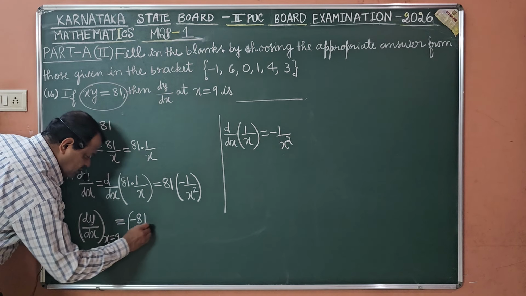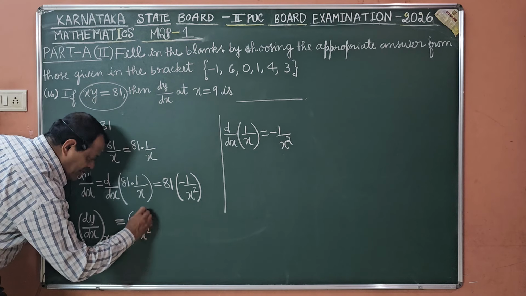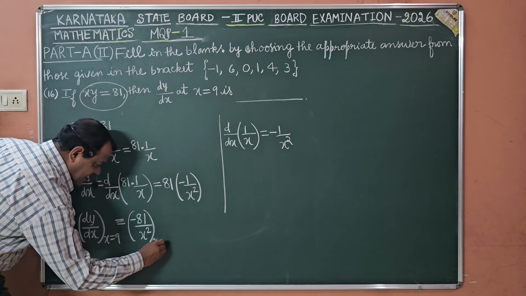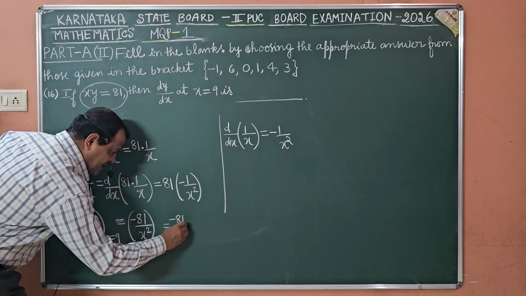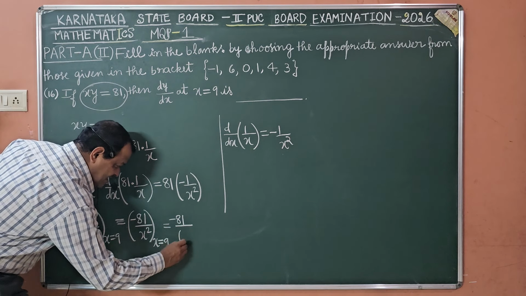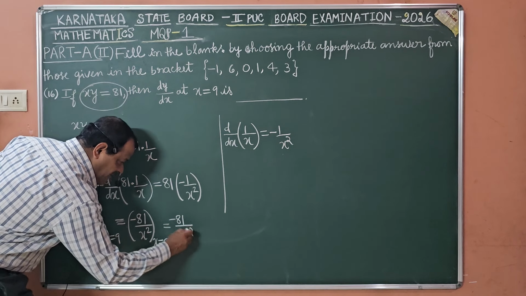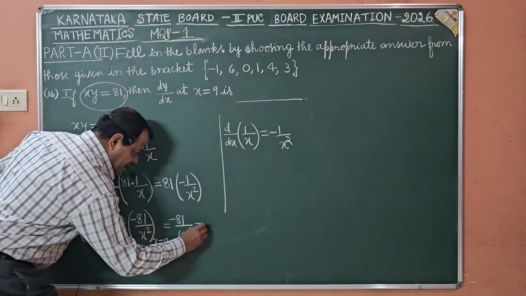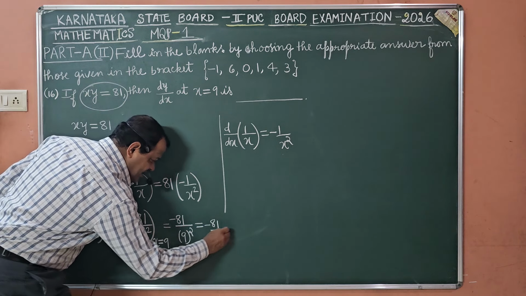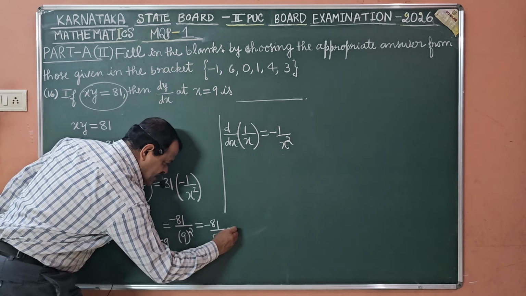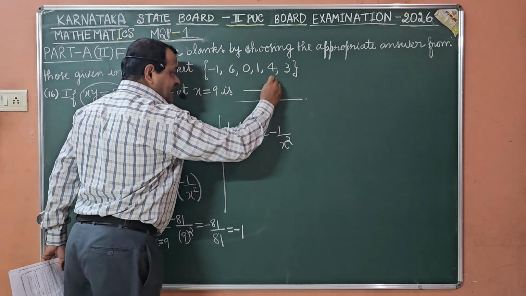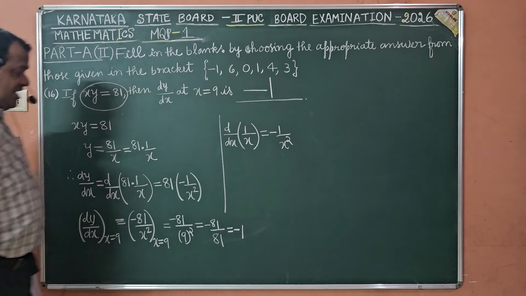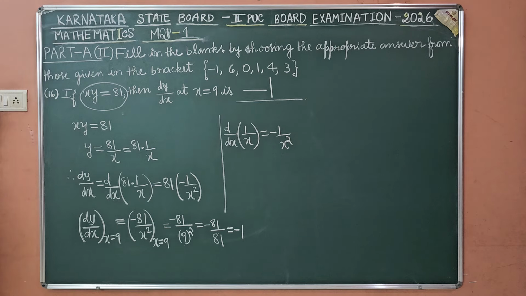Isn't it minus 81 by x square? This we put here x equal to 9. Therefore, it becomes minus 81 by 9 square. Therefore, minus 81 by 81. So, answer is minus 1. So, in this fill in the blank, I write minus 1. Kindly go through the solution.